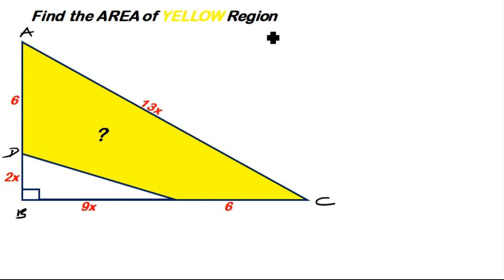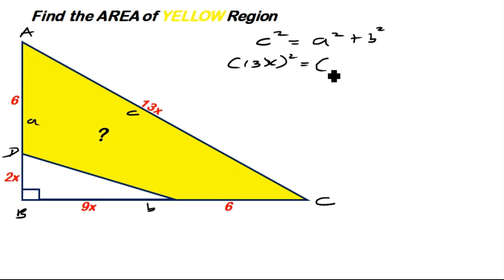So according to Pythagoras theorem, if you let the longest side be c, this side be a, and this side be b, then c squared equals a squared plus b squared. So c, we've been told, is 13x. So that is going to be (13x) squared equals a, which is from A to B. That is going to be 6 plus 2x, because from A to D is 6, from D to B is 2x. So the length from A to B is 6 plus 2x, or 2x plus 6.